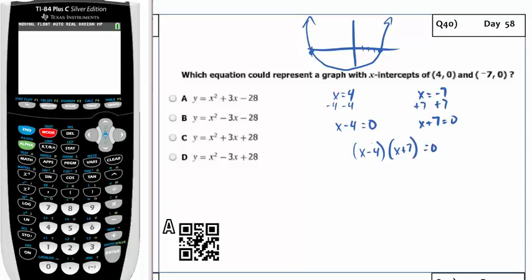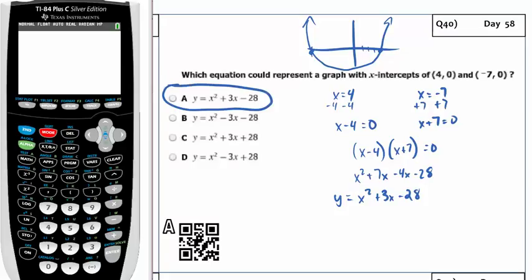So now I go and I FOIL to get the trinomial. I get x squared plus 7x minus 4x minus 28 is equal to 0, or equal to y. And I combine like terms: x squared plus 3x minus 28 is equal to 0, or y is equal to x squared plus 3x minus 28. So A is the right answer, and I kind of work backwards to do that.